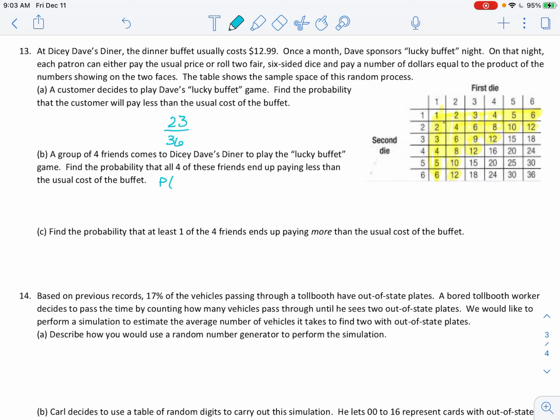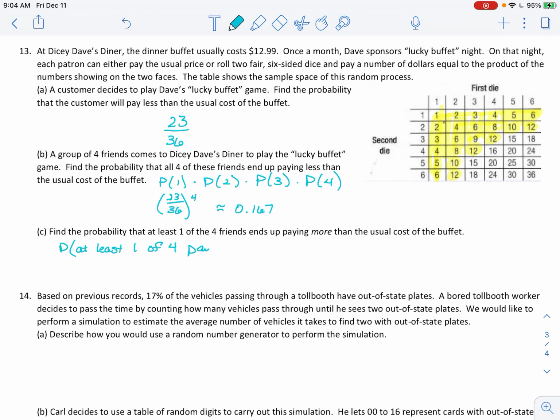So for all 4, it's the probability that it happens to the first and it happens to the second. I'm going to make a multiplication rule out of these, because it's going to happen 4 times and they are independent, which means I'm going to take that probability from part A to the 4th power. And I get, as a decimal, 0.167-ish.